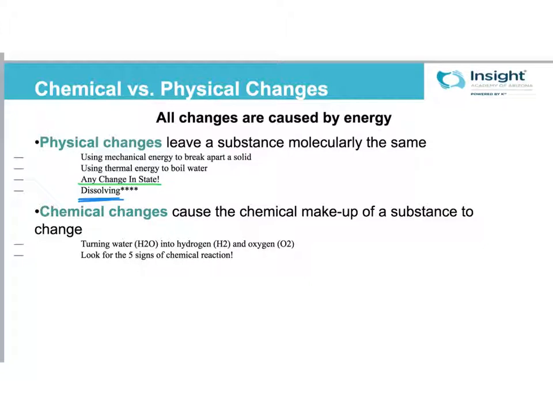Chemical changes cause the chemical makeup of a substance to change. So it's going to take water and turn it into something else, or take salt and turn it into something else. If you take water and split it into hydrogen and oxygen, that's a chemical change because now it went from being H2O to being H2 and O2. Another good way: if a question says a chemical reaction is taking place, it's a chemical change.